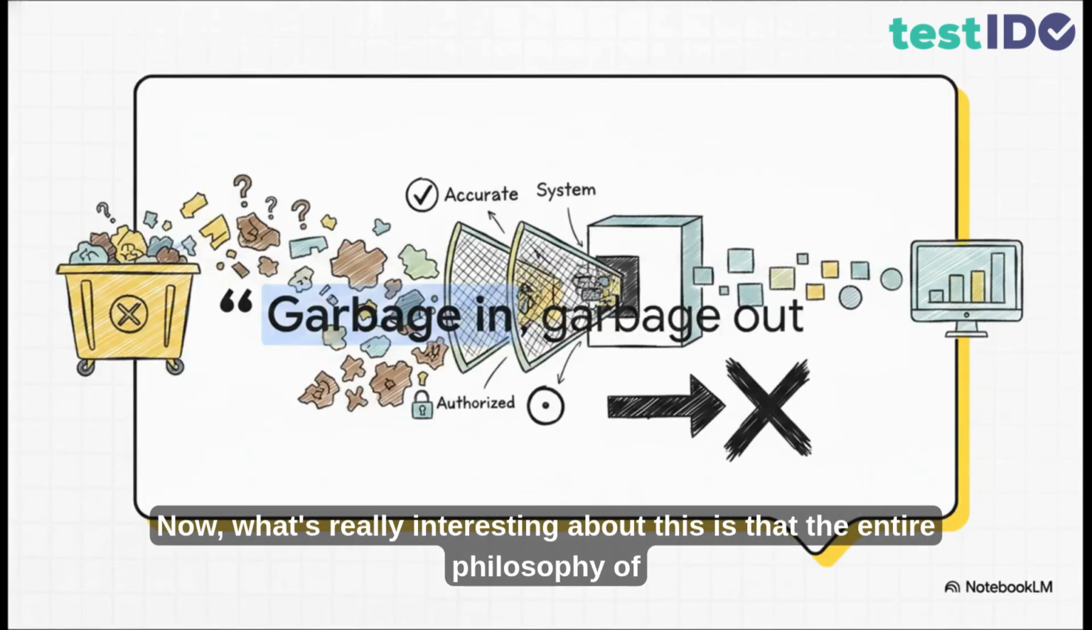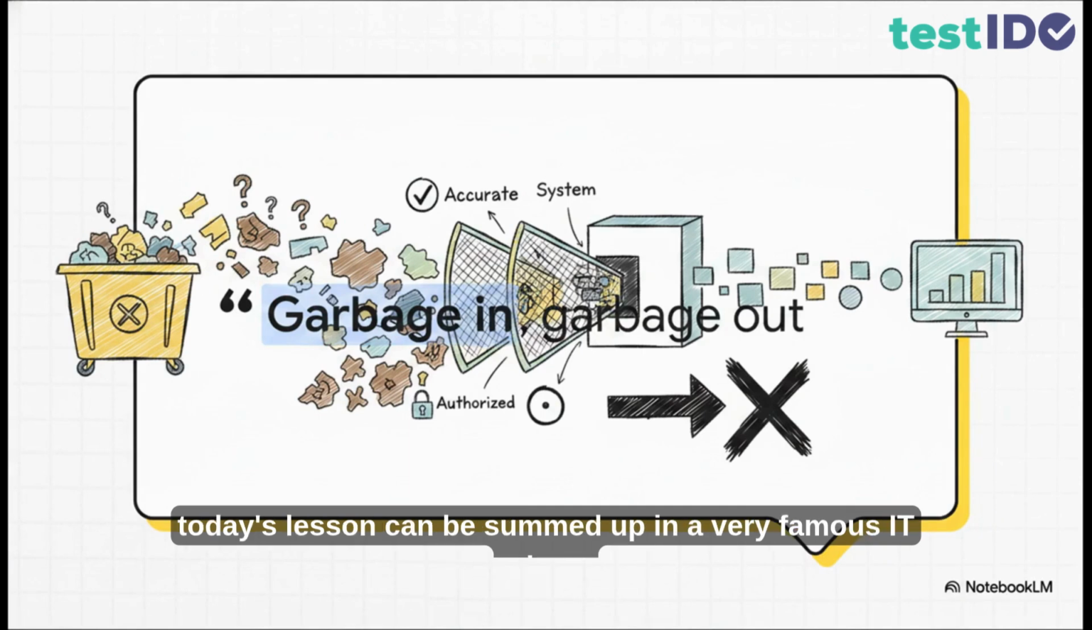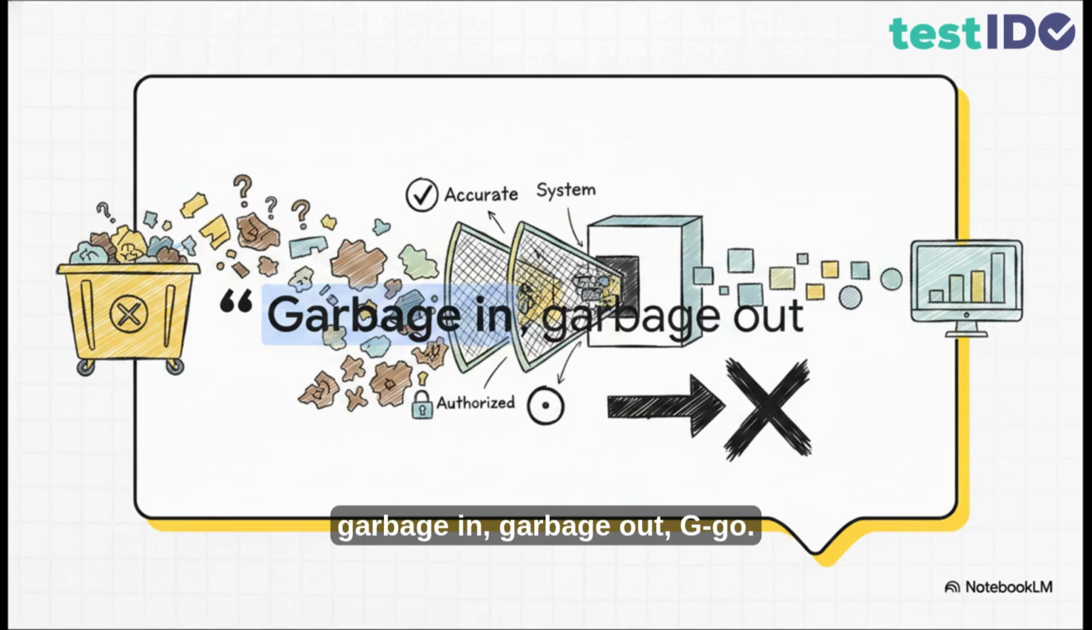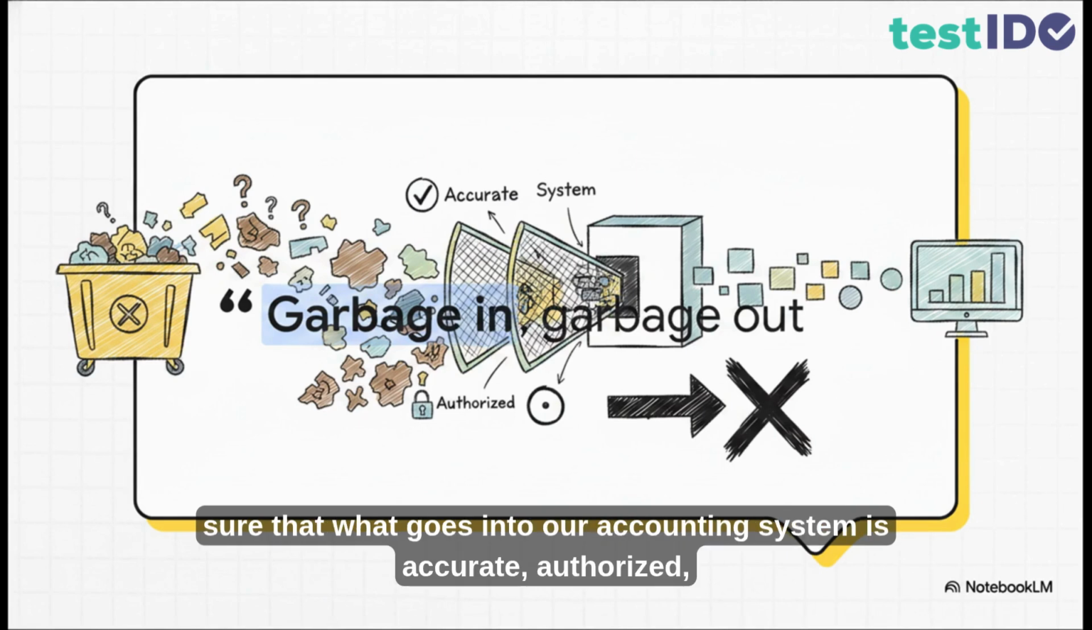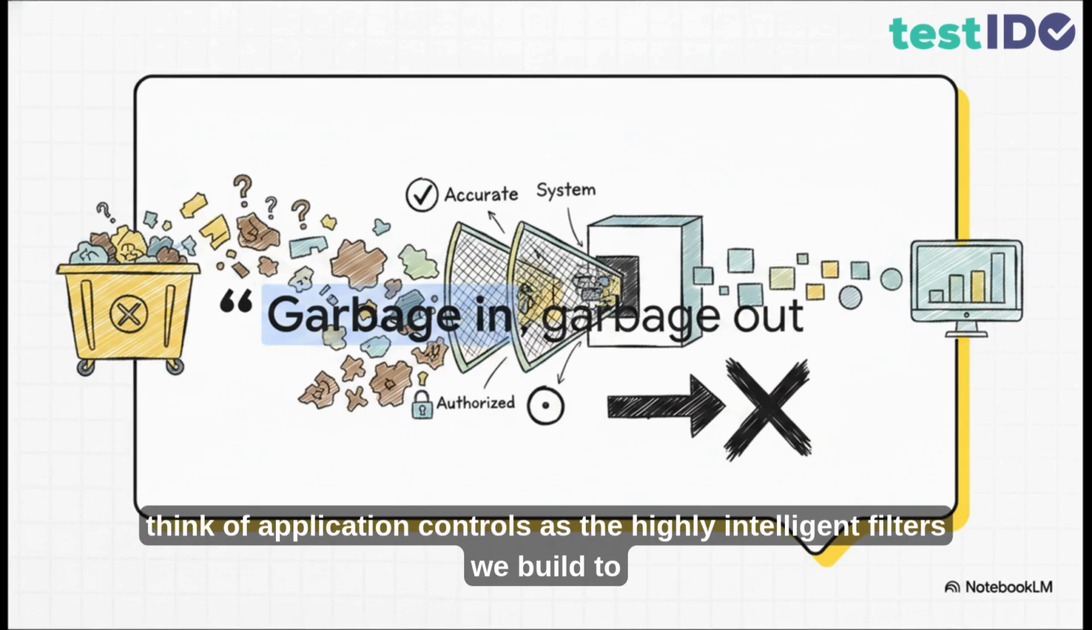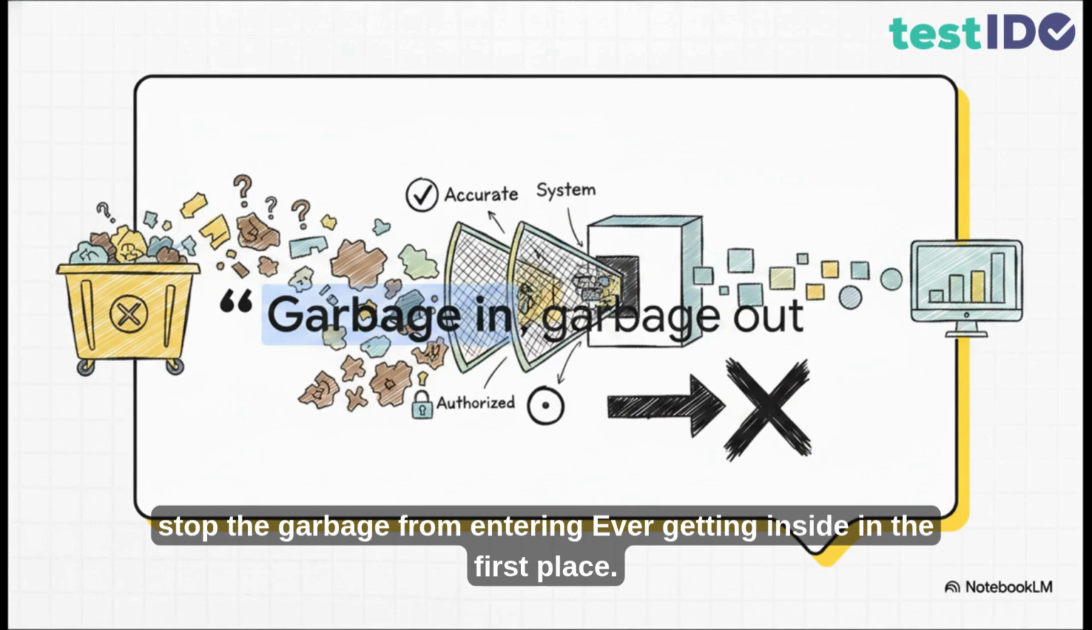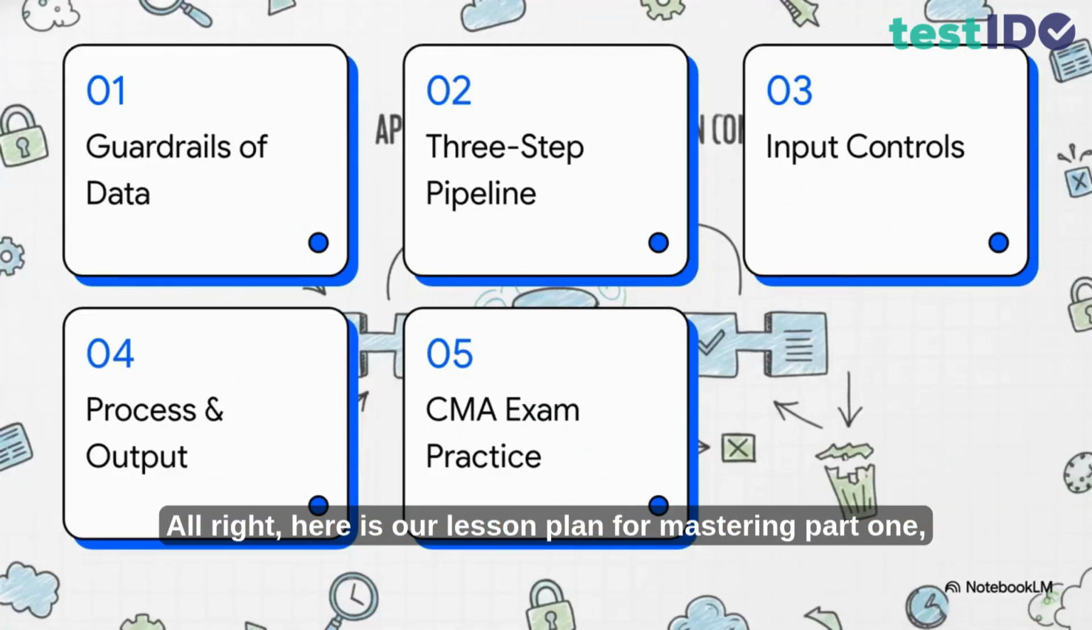Now, what's really interesting about this is that the entire philosophy of today's lesson can be summed up in a very famous IT adage: garbage in, garbage out. GIGO. Our goal today is pretty simple. We have to make absolutely sure that what goes into our accounting system is accurate, authorized, and complete. Just think of application controls as the highly intelligent filters we build to stop the garbage from ever getting inside in the first place.